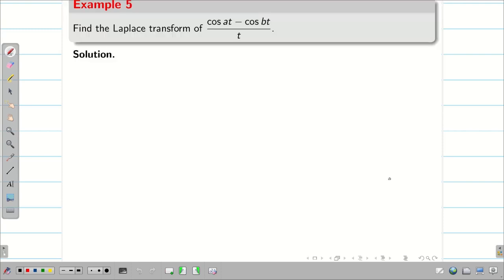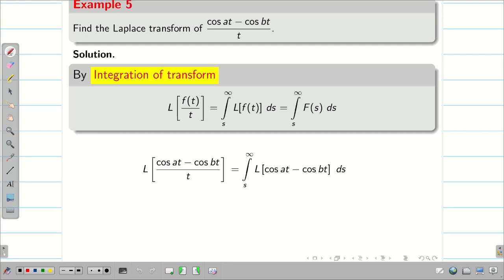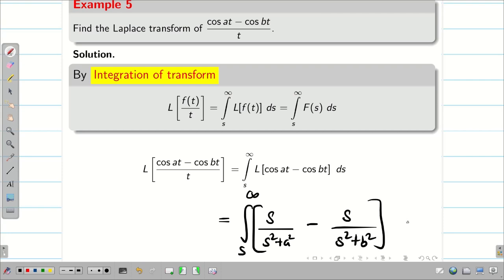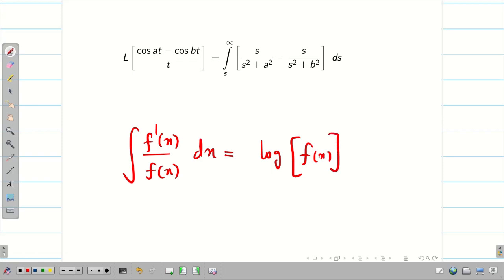Finally, we have a problem: L of cos at minus cos bt by t. As usual, by integration of transform, write the formula. Now apply the formula. We get L of cos at minus cos bt, integral s to infinity, cos at, L of cos at is s by s square plus a square, L of cos bt is s by s square plus b square, ds. Now, as I said earlier, if the denominator is f of x and the numerator is f dash of x dx, the answer is going to be log f of x plus c.